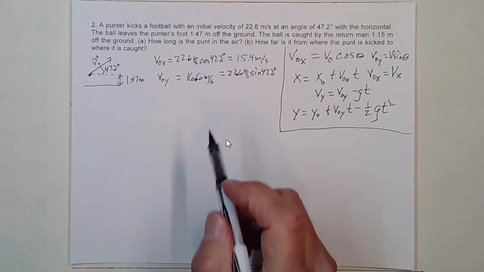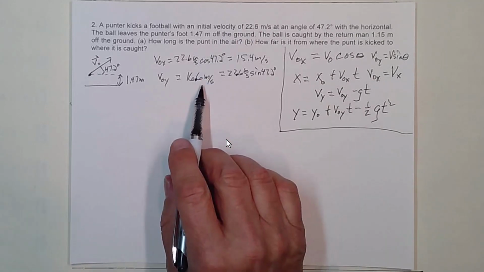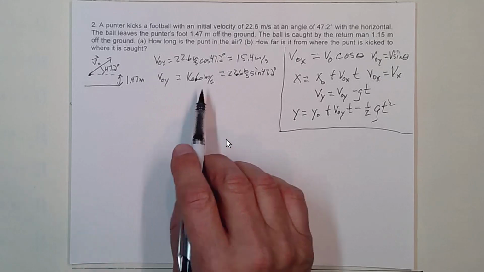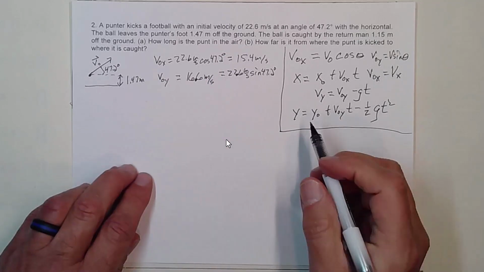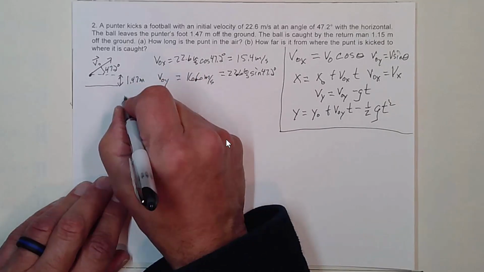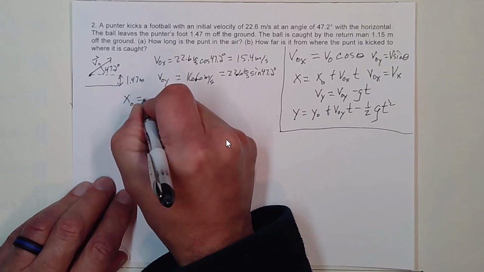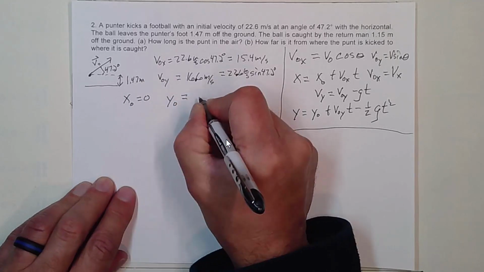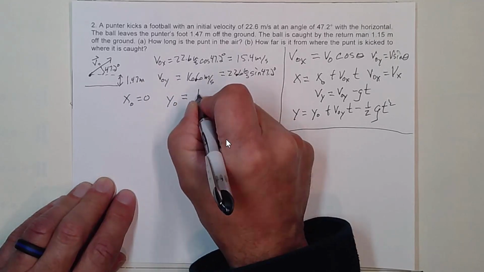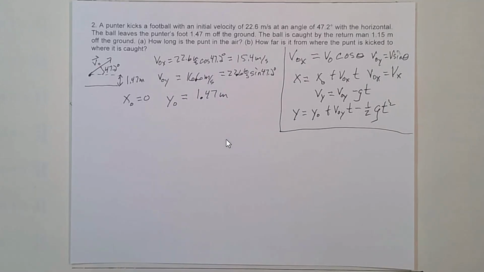It's not surprising that V naught y is a little bit bigger, because the angle is a little bit bigger than 45 degrees, and that's where the sine and cosine happen to be equal. So we know that. And I'm going to let x naught equal 0 and y naught equal 1.47 meters. That's where the punter's foot leaves the ball, or the ball leaves the punter's foot.